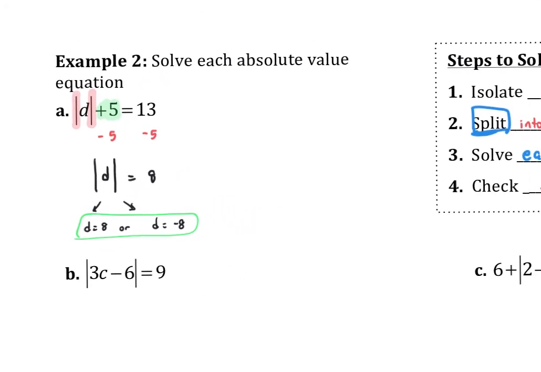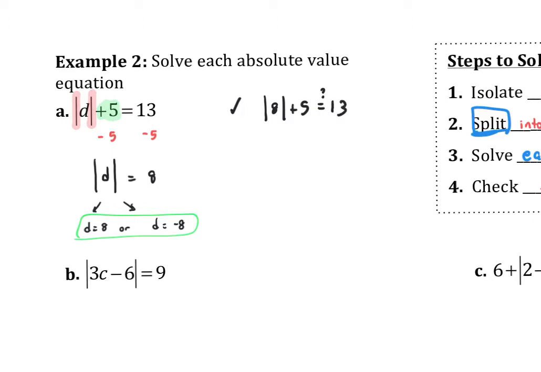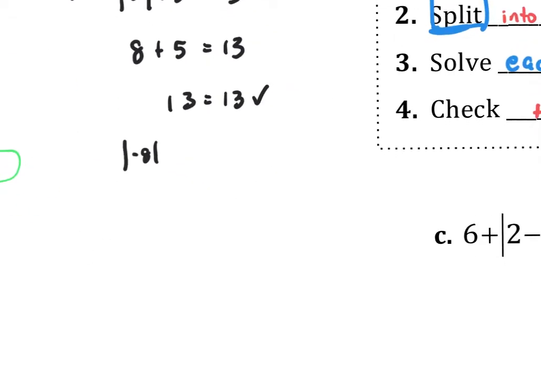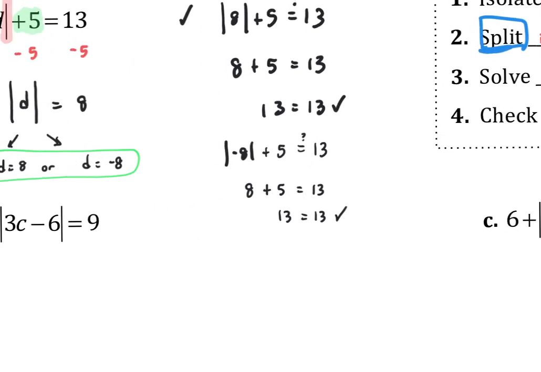Now let's just double check to make sure that this works. So I'm going to check both of them. So the absolute value of positive 8 plus 5, does it equal 13? So the absolute value of 8 is 8 plus 5. Does that equal 13? We don't know yet. 13 equals 13. Done. Now what about the other one? The absolute value of negative 8 plus 5. Does that equal 13? Well, this becomes 8 plus 5 is 13. And now we finish it up by concluding that 13 does equal 13. Woohoo! And we have checked it.